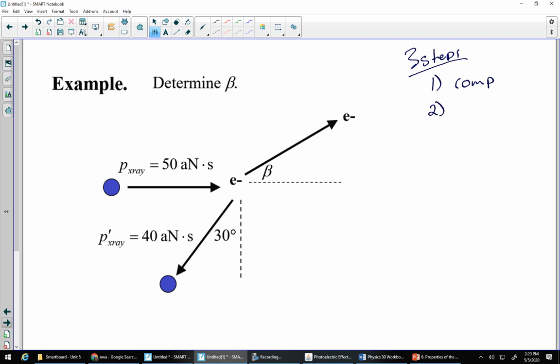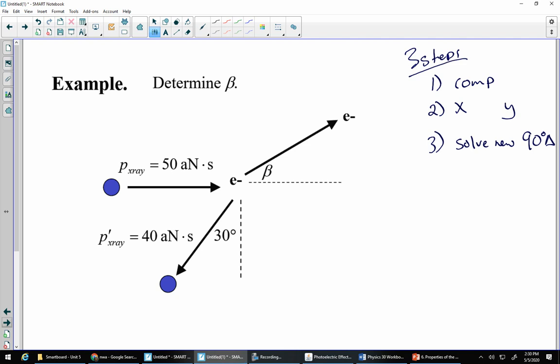Step 2 is deal with x's and y's separately. So add up all your x's, do the math in the x, add up all the y's, do the math in the y, do what you got to do in each of those. And then step 3 is solve new 90-degree triangle. Right? I should have made that a 90-degree triangle. It looks more equilateral. Cool. So it's just those 3 steps. We've been dealing with those a ton in Unit 1. We can deal with them now.